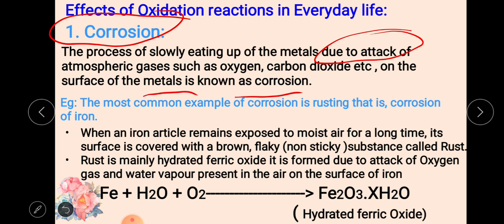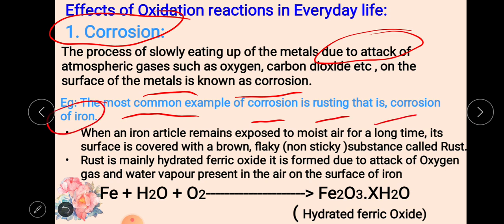Or else, if you find the corrosion definition difficult to understand, I will give you an easier definition. The degradation of metals by the action of air, moisture or acids, we can call corrosion. The degradation of metals, because when a metal is attacked by oxides it gets degraded, is called corrosion, meaning it loses its original properties. The most common example of corrosion is rusting, that is, the corrosion of iron.